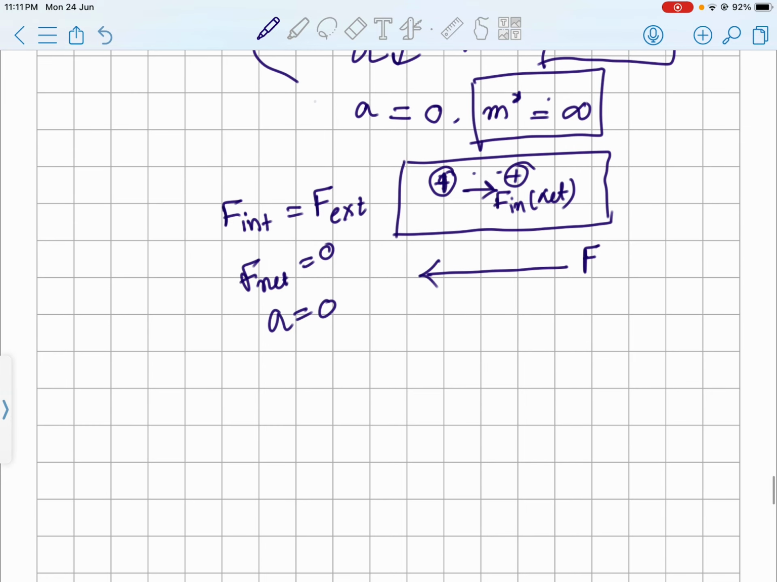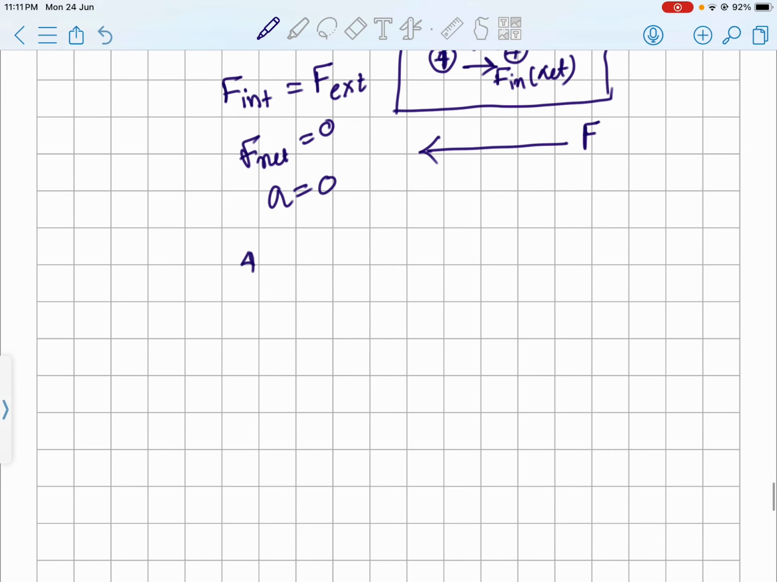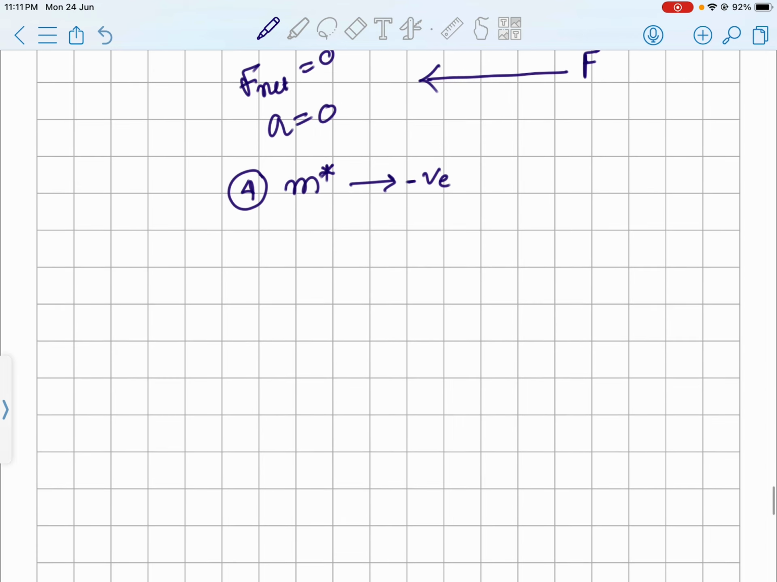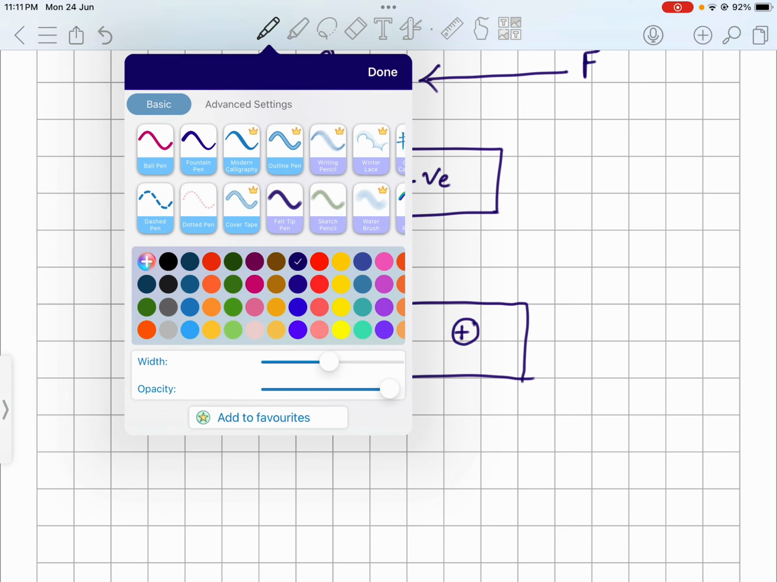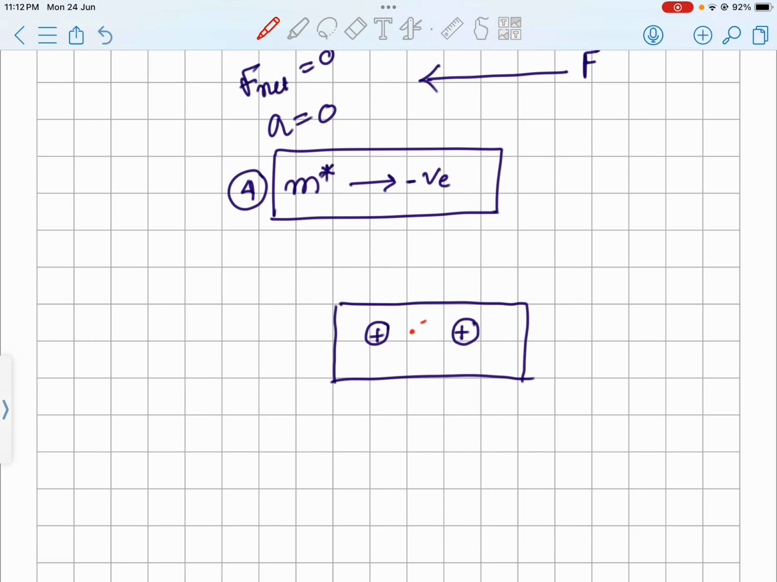Now this is the fourth case, when m star is negative, the mass is not negative. Okay, this is a variable, so we will discuss how this happens. Okay, let us consider again a solid. This is a solid. Now there are bound electrons, or let us say free, it will depend on the material. Let us consider the electron.